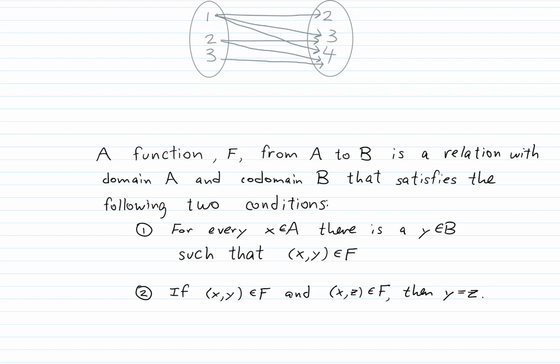Look at the relation that's still shown at the top of the screen right now. That relation is not a function because 1 is related to 2, 3, and 4. You see? Which means 1, 2 is in that relation, and 1, 3 is in that relation, and 1, 4 is in that relation. But 2, 3, and 4 don't equal each other. Okay, so that relation's not a function. Okay?